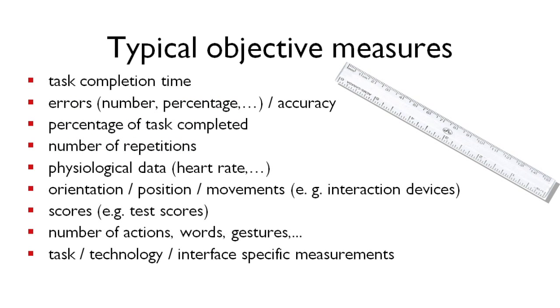So just some examples for objective measurements. We talked about those task completion times. These are typical measurements you find in HCI research. Percentage of tasks completed, numbers of repetitions. You find physiological data like heart rate, movements, or positions. If you track people, you can track their positions, where they look, for example. So all these are objective measurements, typically found in HCI research.